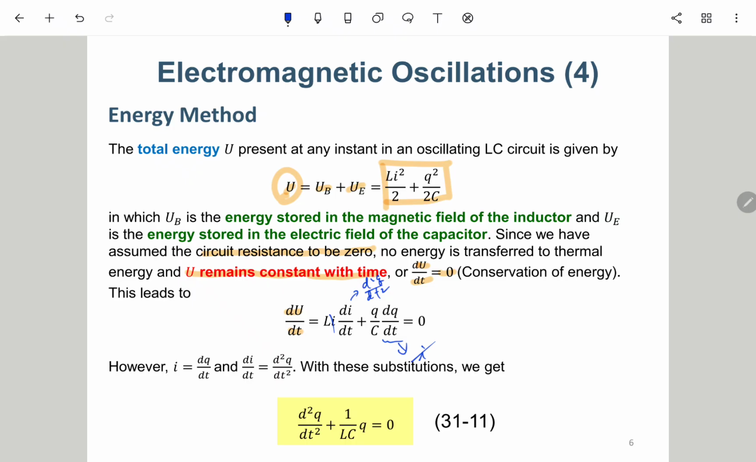So you just make use of I equals dQ/dt. Taking the derivative on both sides, dI/dt is d²Q/dt². Plug it into here, so we replace this one and also this one, and we can cancel something. We assume that I won't be 0 at all times, so we can cancel the I. After the cancellation, we conclude that we have this second order constant coefficient linear ODE: the second derivative of Q plus 1 over LC Q equals 0.